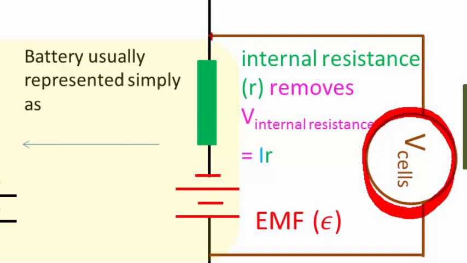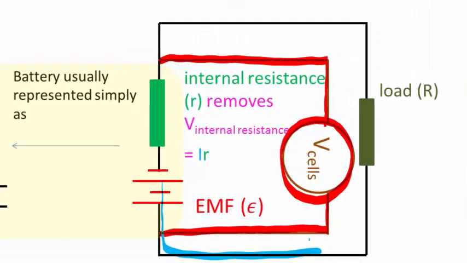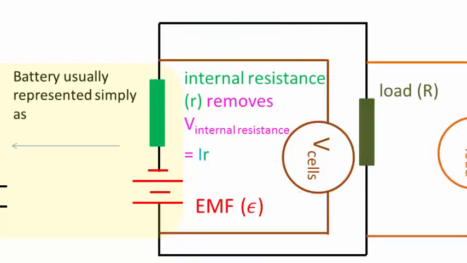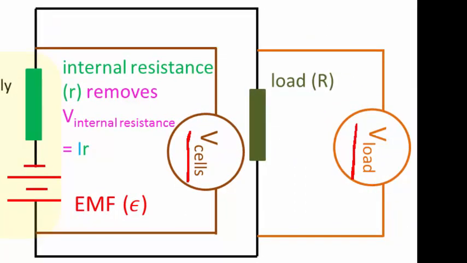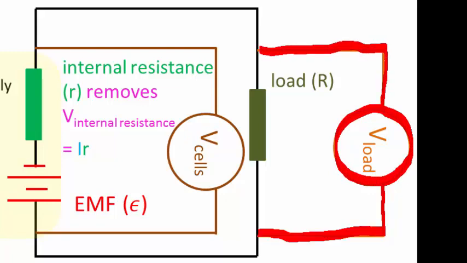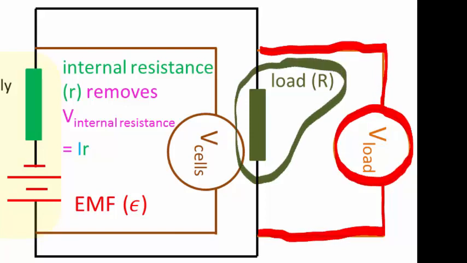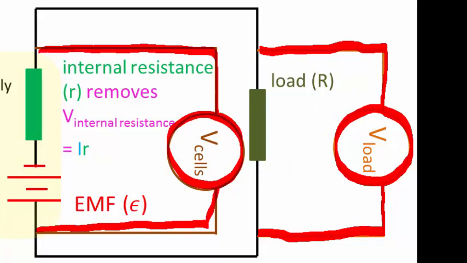Terminal potential difference is the potential difference reading you'll get on your voltmeter when you place the voltmeter across a battery when current is flowing through the battery. In other words, when the battery is part of a complete circuit. And can you see that that value, V cell, will be the same value as V load? V load means the potential difference you'll read on your voltmeter when you place the voltmeter across the external resistance, also called the load.